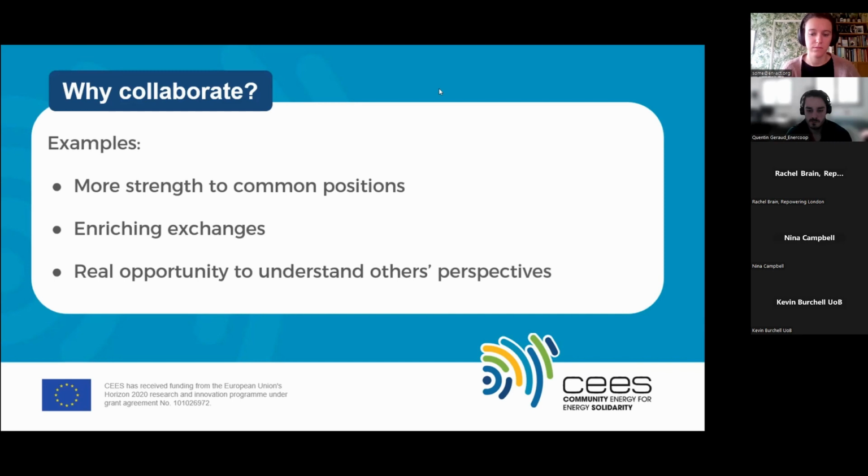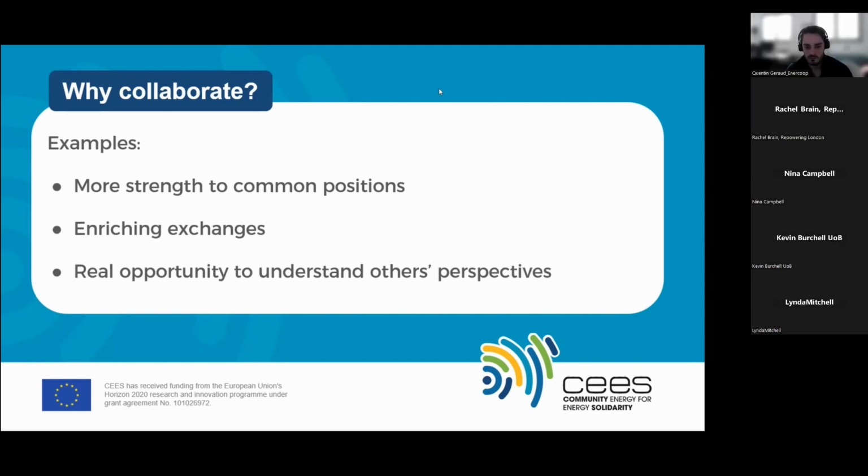I want to pass to João to complement what I said now. As Ana Rita said, there's more strength in these common positions, but there's also always this very interesting exchange, and we can really understand others' perspectives because we are all working for a common purpose. But since we do different kinds of work, we have different perspectives on things, so we can really understand what others are going through.